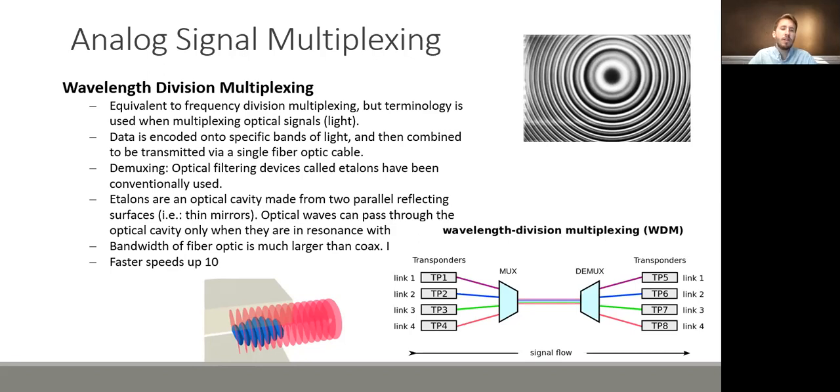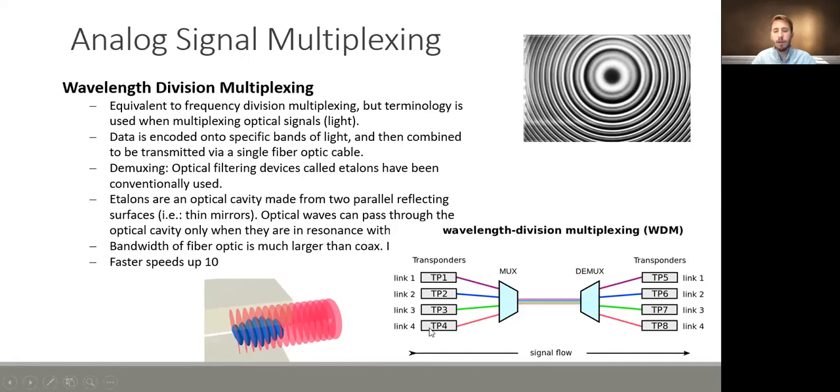However, we simply use this terminology to describe when you're multiplexing light. In frequency division, typically that's referring to actual radio waves or even electrical signals. However, this would refer strictly to light, especially when it's applied to fiber optic cable. So this is done in a very similar way. You're simply using different wavelengths of light to multiplex your actual data lines onto, and then you can transmit all that data in parallel on a single fiber optic cable.